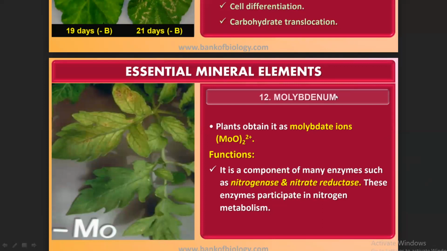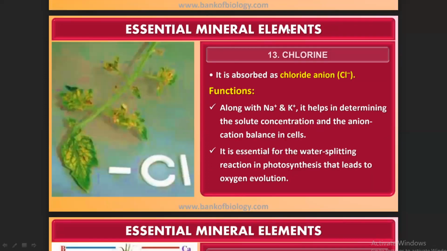Then we have molybdenum. Plants obtain it as molybdenate ions. It is a component of many enzymes such as nitrogenase and nitrate reductase. These enzymes participate in nitrogen metabolism. Then chlorine, it is absorbed as chloride ion along with sodium and potassium. It also helps in solute concentration. Just like how potassium increases the concentration, chlorine also helps to increase the concentration, and the anion-cation balance in the cell. It is essential for water splitting reaction in photosynthesis that leads to oxygen evolution. So which was the first one? Manganese and chlorine.